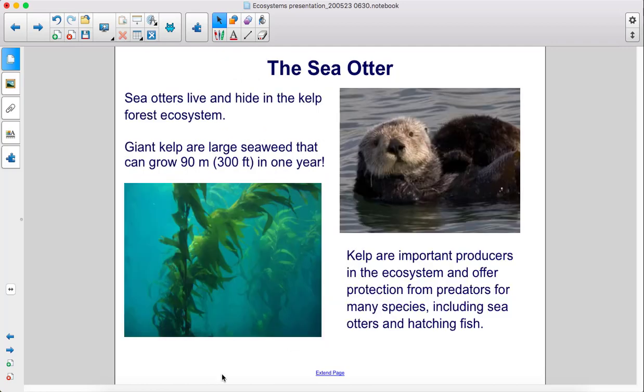Sea otters live and hide in the kelp forest ecosystem. Giant kelp are large seaweed that can grow 90 meters in 1 year. Kelp are important producers in the ecosystem and offer protection from predators for many species, including sea otters and hatching fish.